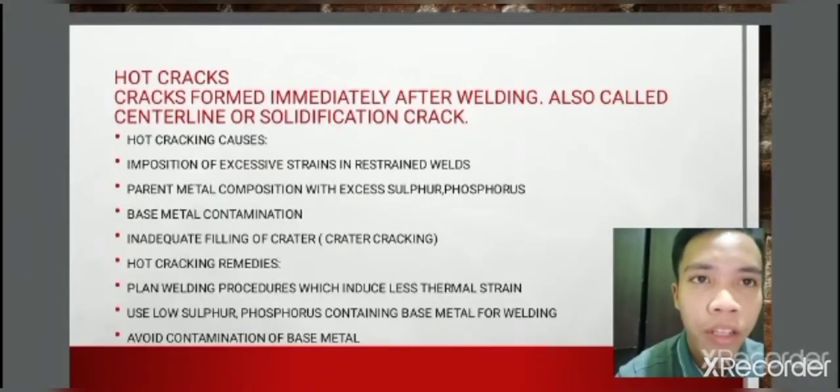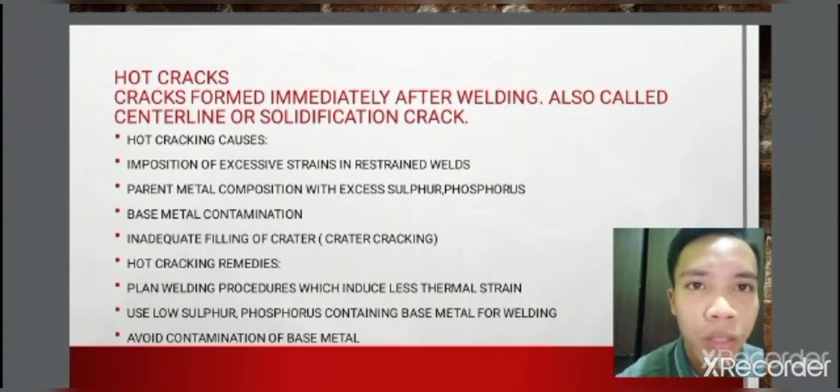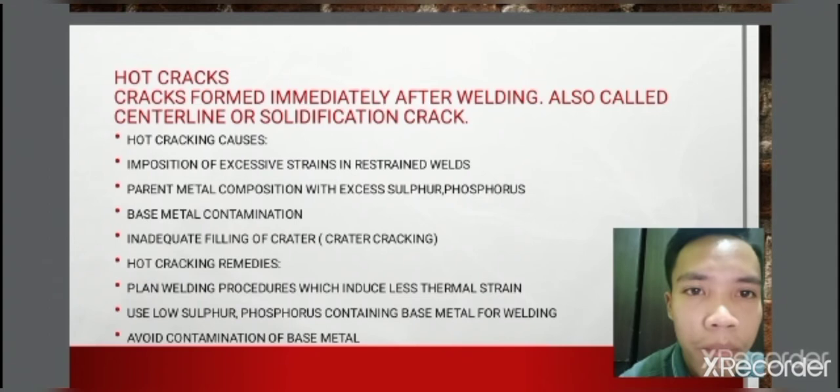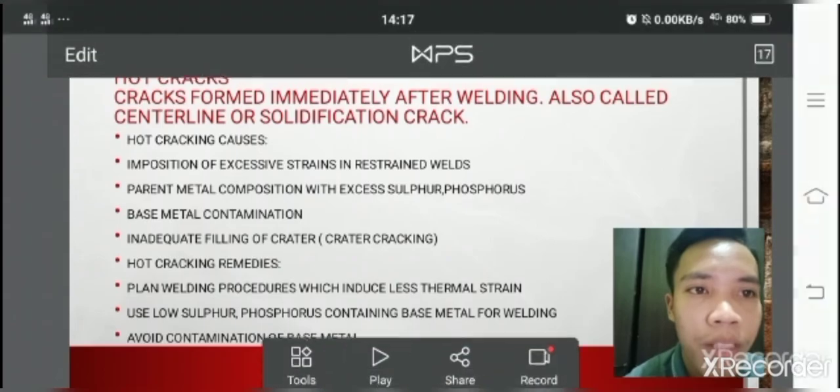Hot crack. Cracks can form immediately after welding, also called centerline or solidification crack. The causes of hot cracking are imposition of excessive strain in a restrained weld, parent metal composition with excess sulfur and phosphorus, base metal contamination, and inadequate filling of the crater. Hot cracking remedies: plan a welding procedure that induces less thermal strain. Use base metal low in sulfur and phosphorus for welding. Avoid contamination of the base metal.